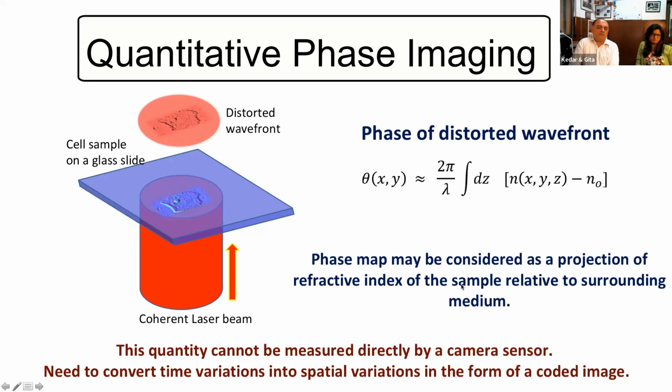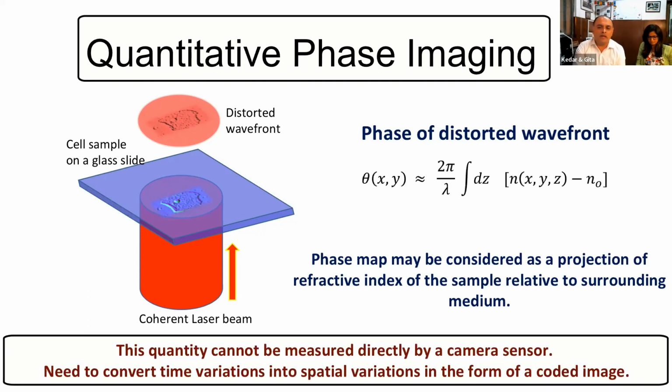Now, interestingly, while we have been doing imaging and microscopy for a very long time, a few centuries, everybody knows in optics that this quantity cannot be measured directly by any camera or film or any other sensor at optical wavelengths. And so we need to convert these really tiny time variations into spatial variations in the form of a coded image that this DHM is trying to achieve.